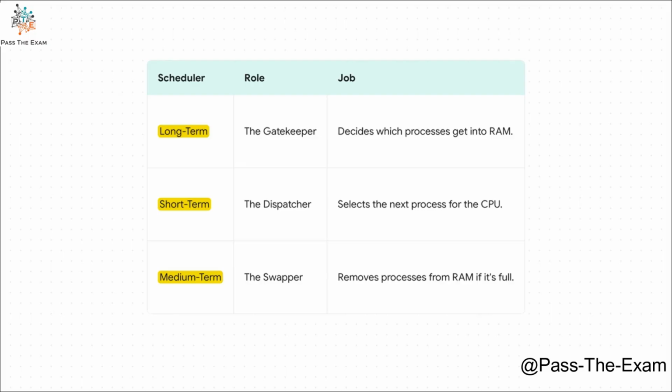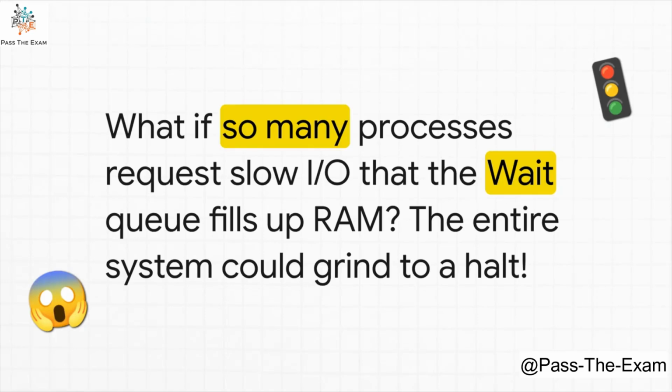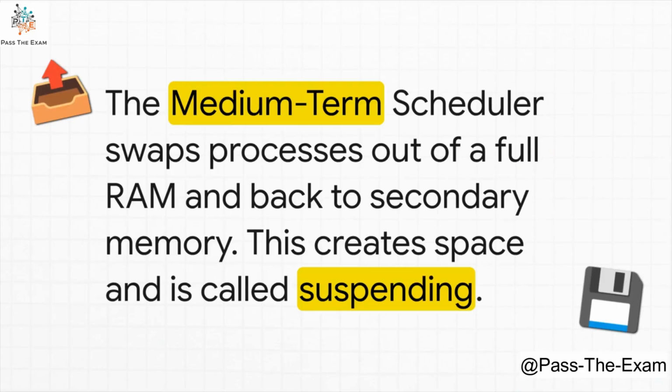So what happens in a real worst-case scenario? Imagine one process after another needs to do something slow. They all get sent to that wait state, and all of a sudden, the waiting room is overflowing. Your entire RAM is just clogged with processes that are all just sitting there, waiting. Nothing is getting done. And this is when our bouncer, the medium-term scheduler, steps in.